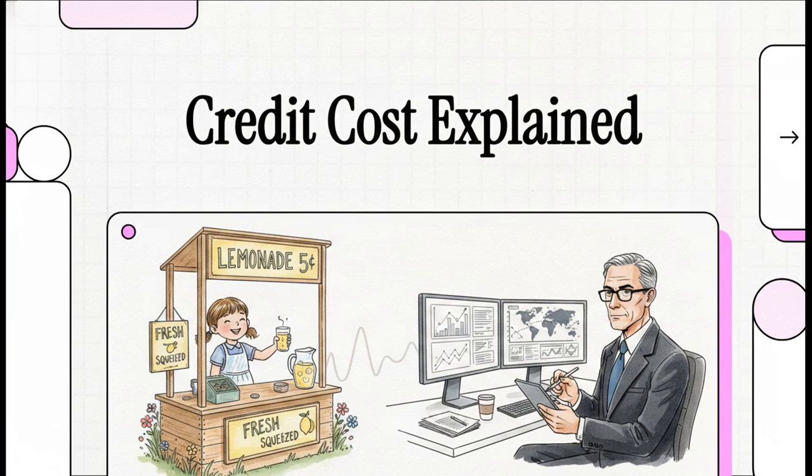All right, let's jump right into this explainer. Today, we're demystifying what is honestly the ultimate banking risk metric, credit cost. If you really want to understand how the banking industry ticks, you absolutely have to understand this term. We're going to look at it through two wildly different lenses, the eyes of a 5-year-old running a lemonade stand and the sharp perspective of a senior Wall Street equity analyst.